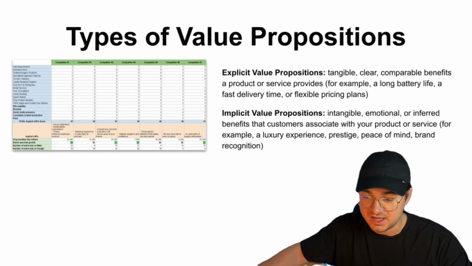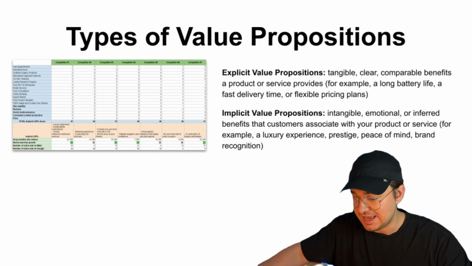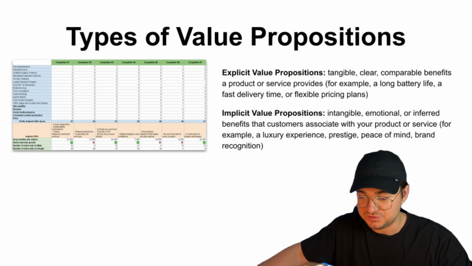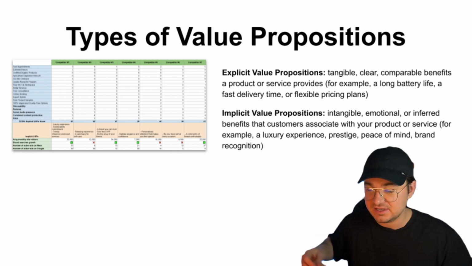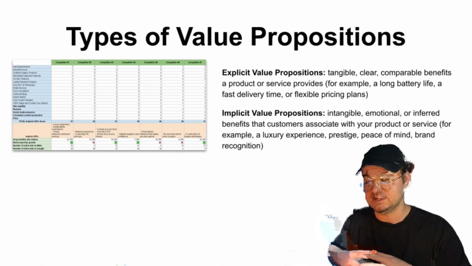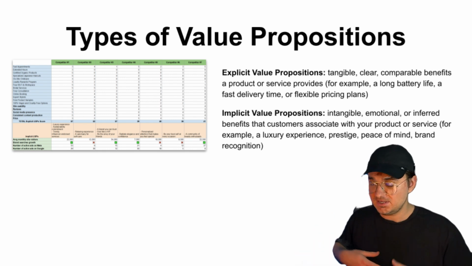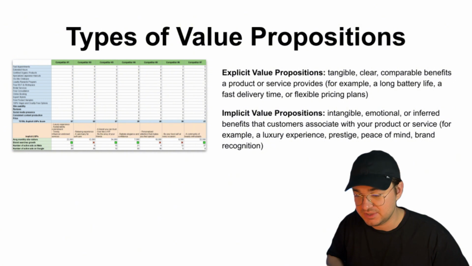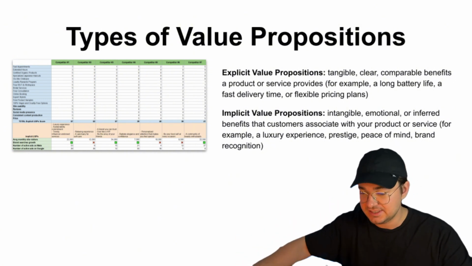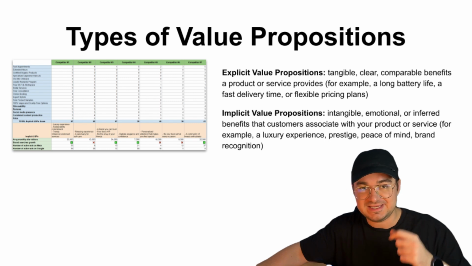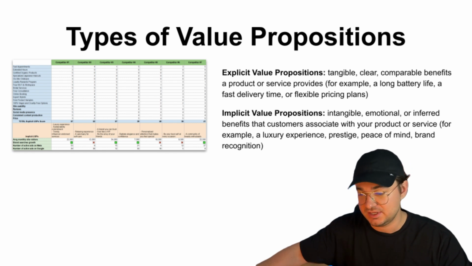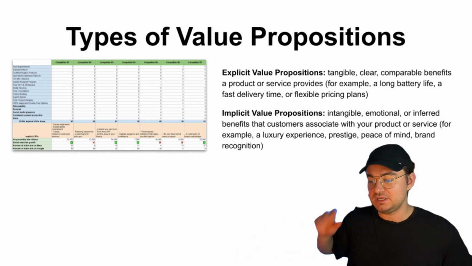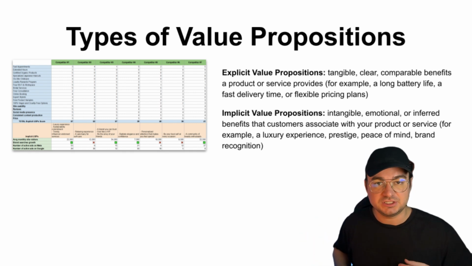I like to break down value propositions into two types, explicit and implicit. Explicit refers to the tangible, clear benefits of a product or service that the customer can easily and obviously see. A customer can easily compare it, and it is straightforward for a customer to identify. Examples include battery life, delivery time, guarantees, or flexible pricing plans. Implicit value refers to the intangible, emotional, or inferred benefits that customers associate with your product or service. An example would be a luxury experience or a brand recognition.